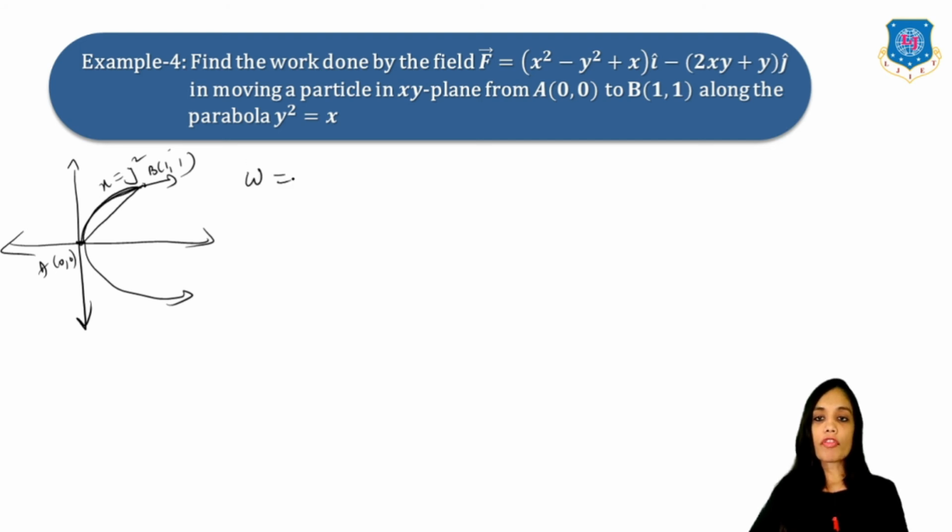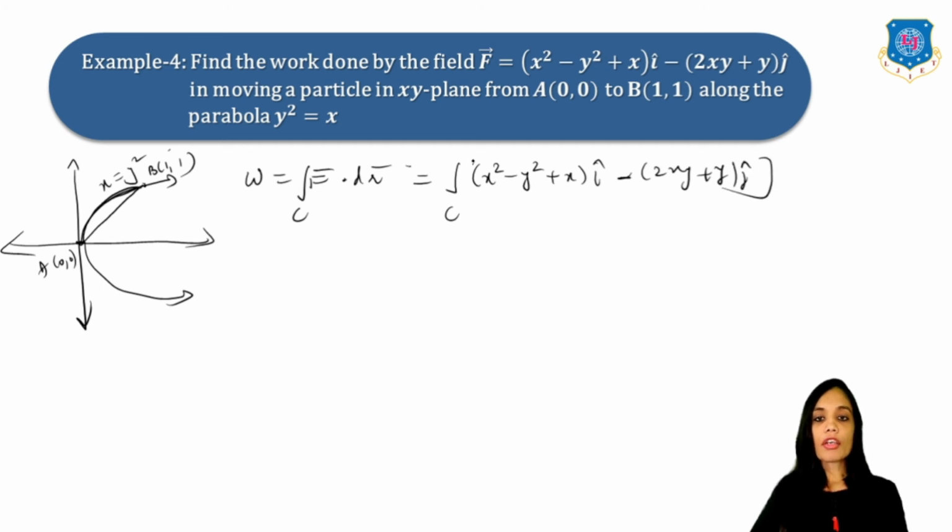So now important formula is integration over C F bar dot dr bar. Now put the values of F bar and dr bar. So it is x square minus y square plus x i cap minus 2xy plus y j cap, right? Dot dr bar. So it will be dx i cap plus dy j cap. Fine. Now you are given x is equals to y square, therefore dx will be 2y dy.